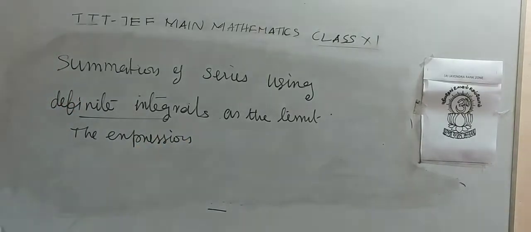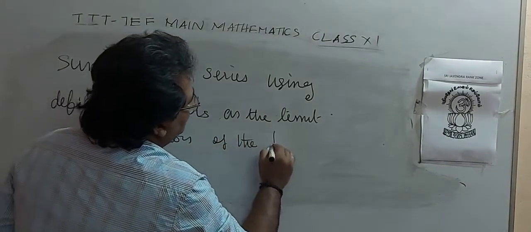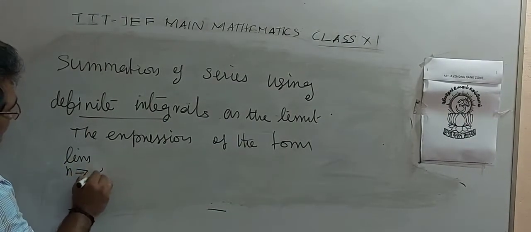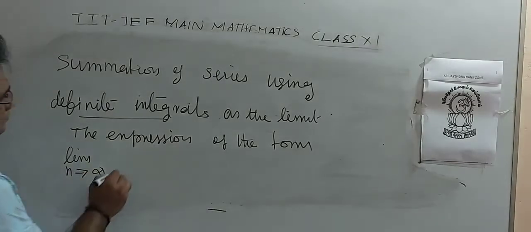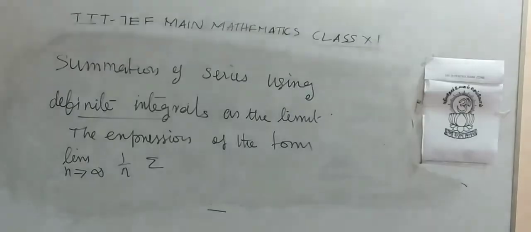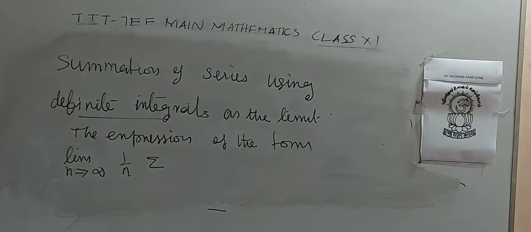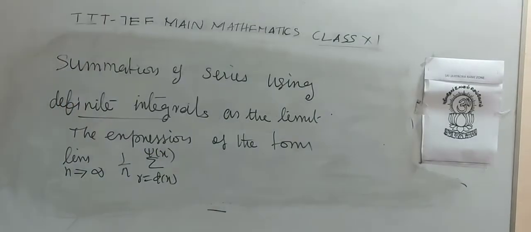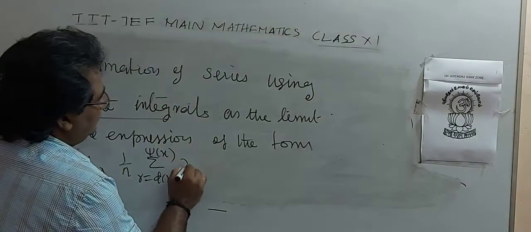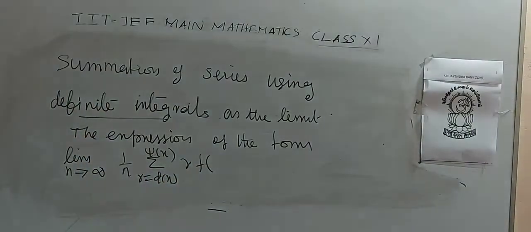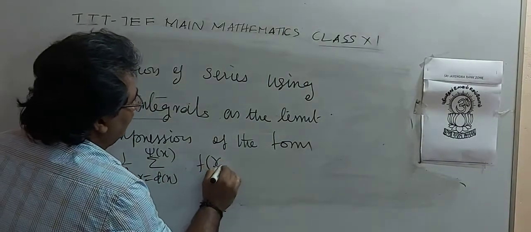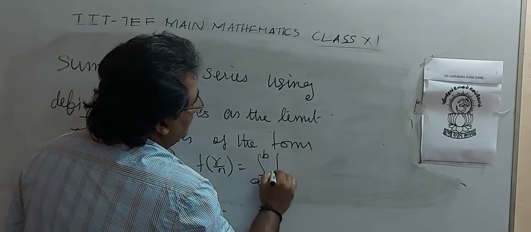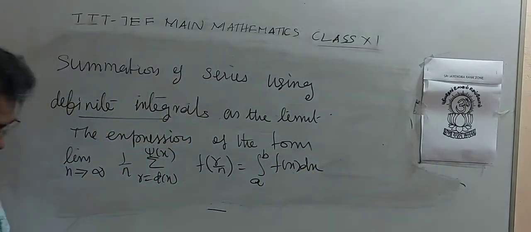The expression of the form limit n tends to infinity 1 by n sum of r equal to phi of x to psi of x, f of r by n, equals the integral a to b f of x dx.